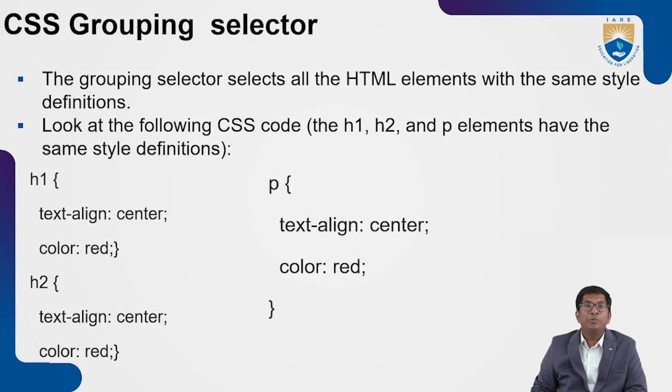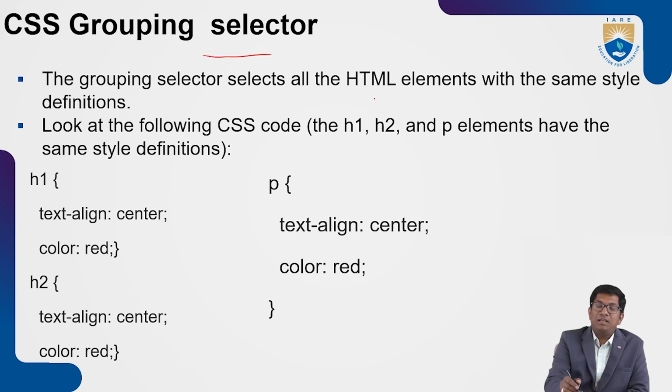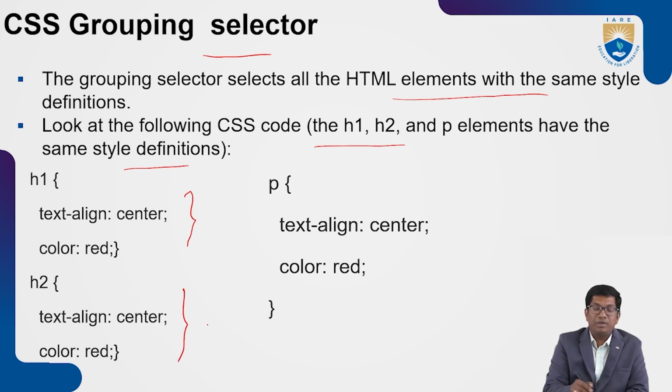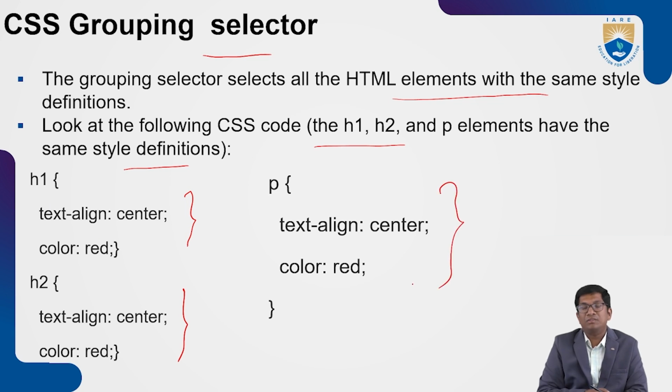Right. Next one is grouping selector. For multiple elements, we can give the same properties. That is the grouping selector. The grouping selector selects all the HTML elements with the same style definitions. Looking at the following CSS code, H1, H2, P elements have the same style definition. Observe here: H1 has text-align center, color red. For H2 also same properties. H3, P paragraph also same properties. So no need of writing the same properties repeatedly for different elements. We can simply write by using the grouping selector.